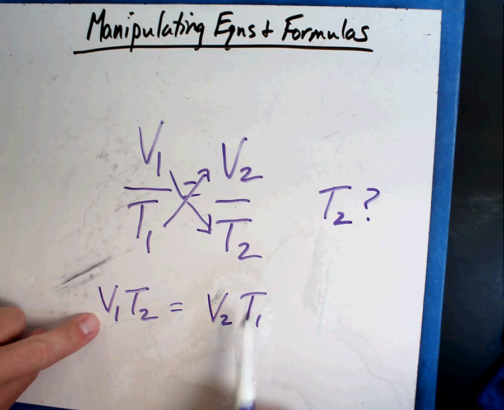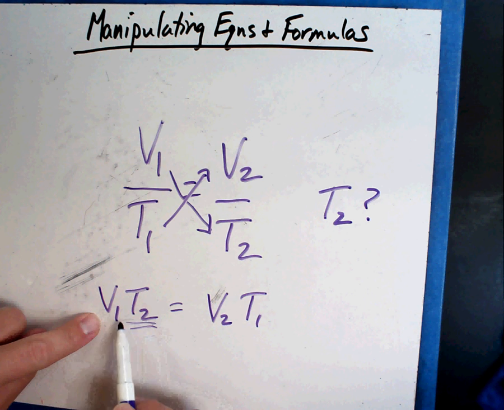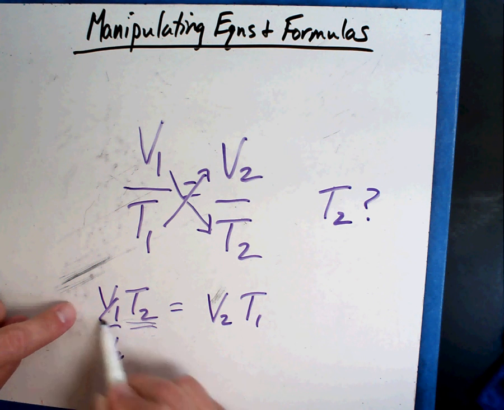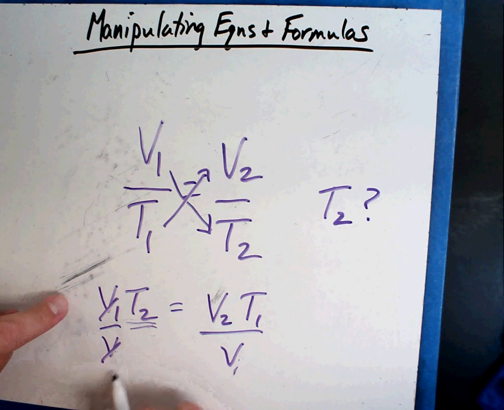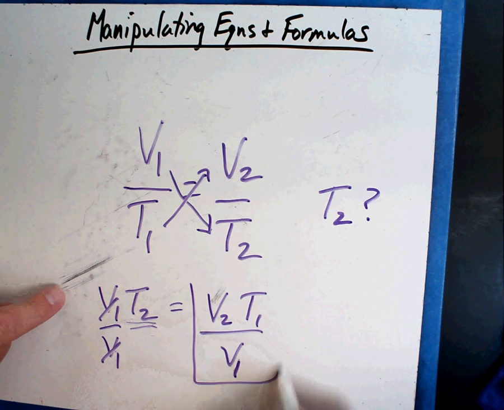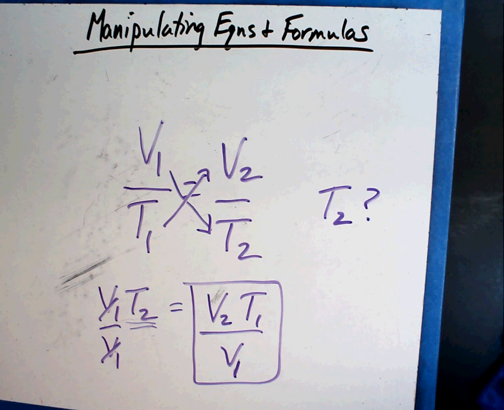If I want t2, leave it right where it is. How do I move that? Divide. So that's a 1, not a 2, I'm sorry. There's my answer. In the next video, you're going to try a couple of them. Let's see how you do.